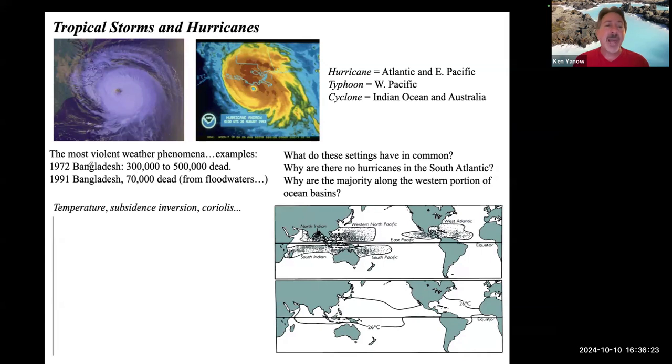Just to give you some examples, 1972 Bangladesh, 300,000 to 500,000 people died. That's remarkable for a storm to kill so many people. 1991 Bangladesh, 70,000 people died from floodwaters alone. So these are real dynamic storms, they're deadly storms, and the fact of the matter is people should be concerned.